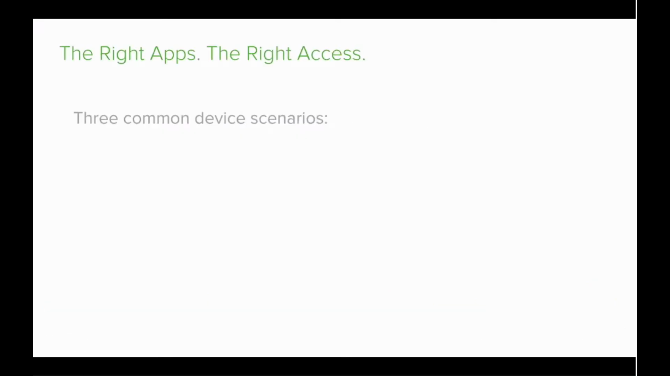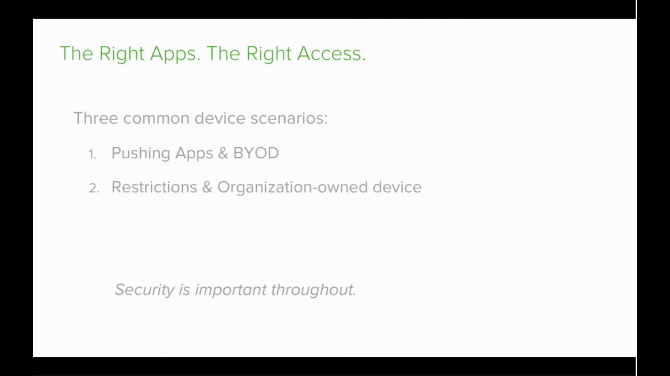All right, so let's talk about 3 quick common device scenarios, and then we're going to get into a live demo and see just exactly how this works. So we're going to take a look at pushing apps as well as BYOD devices. We're going to take a look at setting up restrictions with organization-owned devices, and then kiosk or single app application mode, and then this underlying current of security throughout.